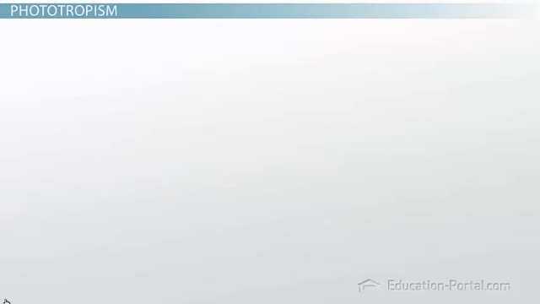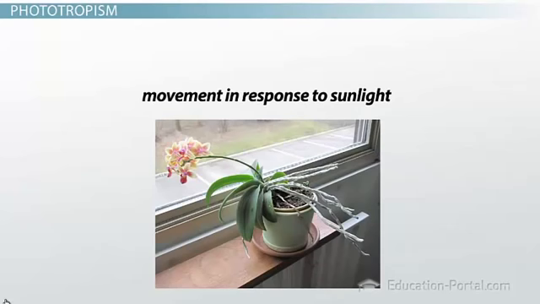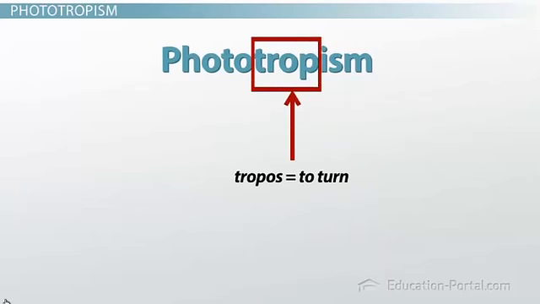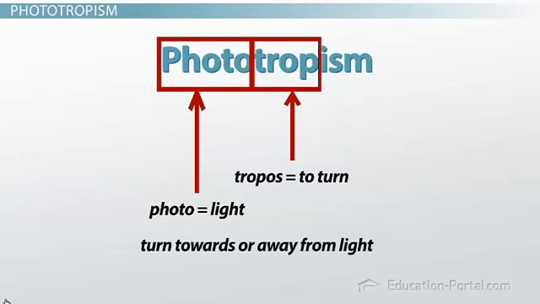Phototropism is generally the tropism that makes the most sense. We know that plants grow towards the sun so they can make food through photosynthesis. This movement in response to sunlight is called phototropism. Let's break this word apart. Tropos means to turn, and photo means light. Therefore, phototropism is a turn towards or away from light.